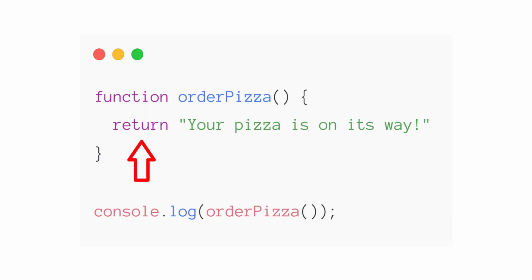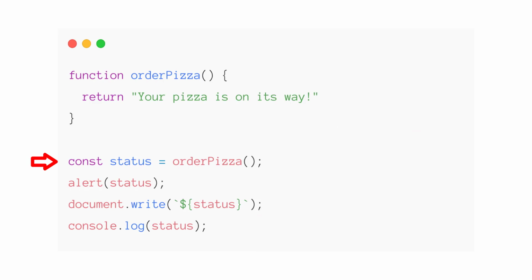To return a value from a function, you use the return keyword. This creates what's called a return statement. When the JavaScript engine encounters the return keyword, it immediately jumps out of the current function and provides the value to return. The value that's returned by the function can then be used in your program. For example, in this case, the return value is given to the console.log method. So the message, your pizza is on its way, will display in the console. But you could use this return value in many different ways, write to the page or even save it in a variable.